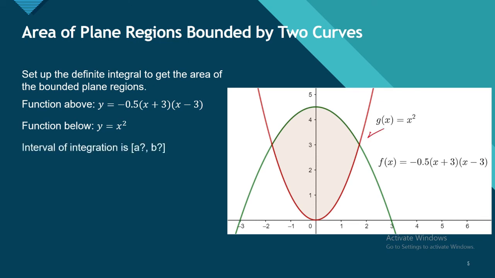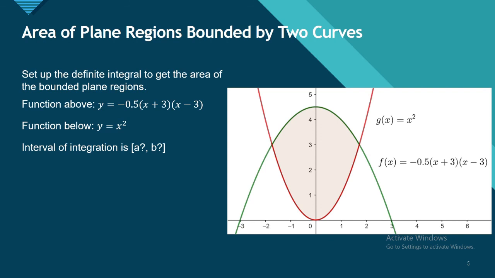Now the question is this: what should be the interval of integration? Looking at it, the interval of integration is not easy to estimate, because it is short of negative 2, and right here it is also short of x equals 2. So the value of a is close to negative 2, greater than negative 2, and the value of b is approximately 2, but less than 2. In this case, the interval of integration is not obvious.